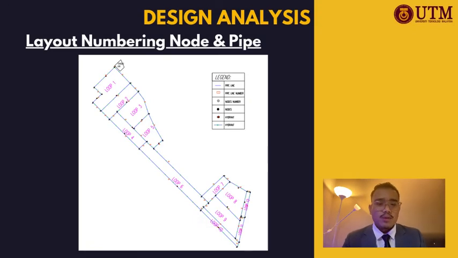Here is the layout numbering for node and the pipe. In this project, we have 30 nodes and 42 pipes. Also in this project, I decided to use a loop because it will be easier for us to use EPANET to run the analysis later.